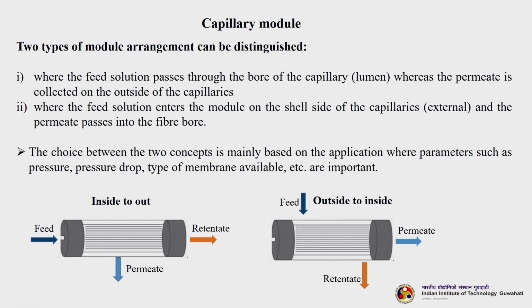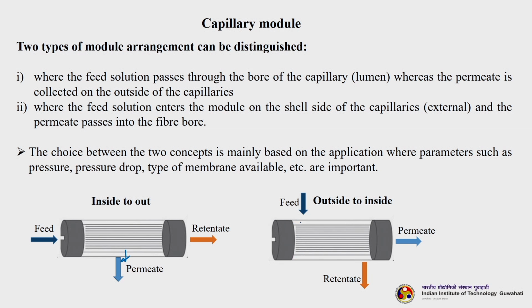So, two types of module arrangement can be distinguished for capillary modules. The first one is inside out, the second one is outside to inside. Let us understand what these are. The first one is inside to out, that means the feed solution passes through the capillary or lumen, whereas the permeate is collected on the outside of the capillaries. So, the feed is passing through the capillaries and the permeate is getting collected from the outside of the membrane.